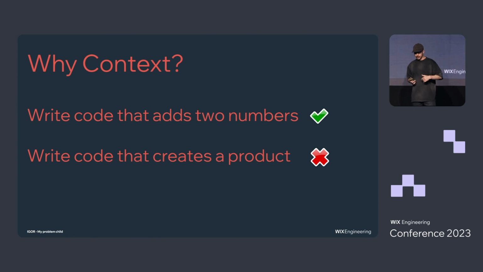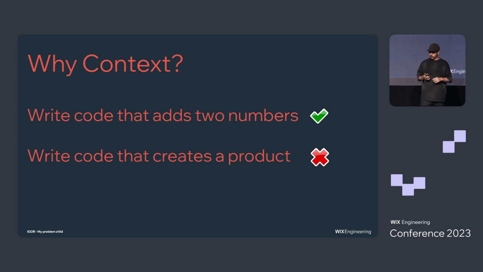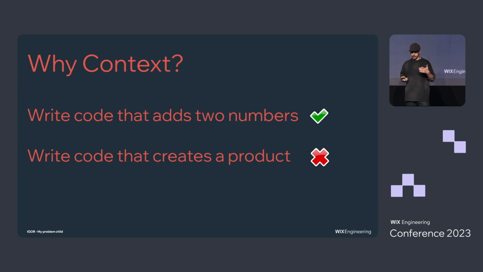LLMs can already write code. For example, I can ask an LLM to write code that adds 2 numbers, and it would do so very successfully. In fact, it can write much more complicated code than this. But the problem is that it wouldn't know how to write code that creates a product in a Wix store, because it was never trained on such Wix-specific code examples. And that's what we need the context for in IGOR.